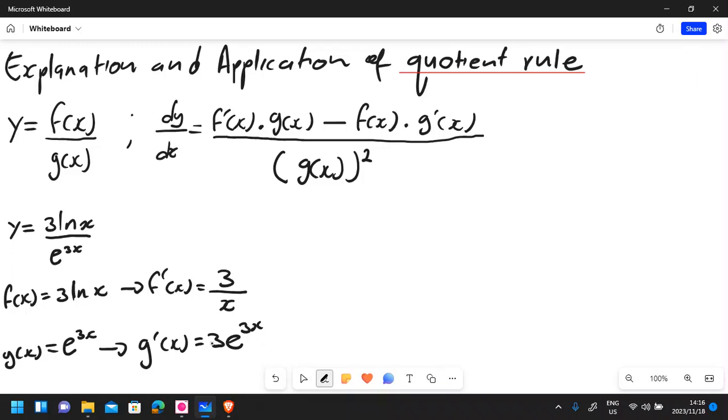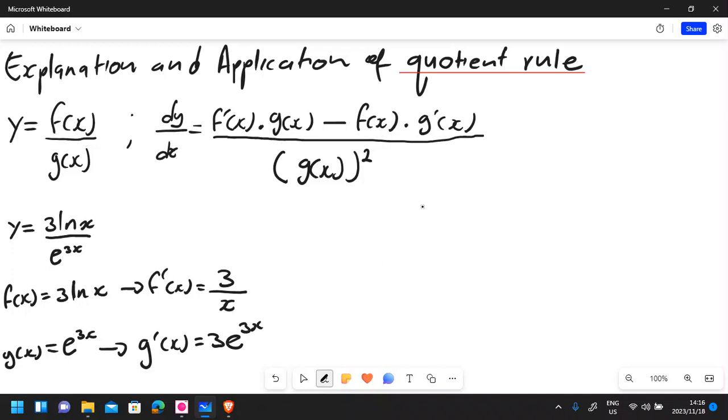Okay, now let's continue from here. So you managed to differentiate f of x and g of x. So these are the derivatives for both. Now it's time for us to apply this equation, or this formula here. I'm going to do it here since we don't have enough space on this side.